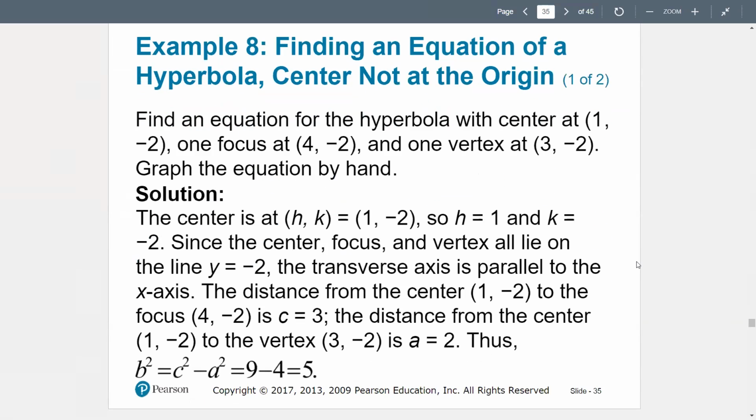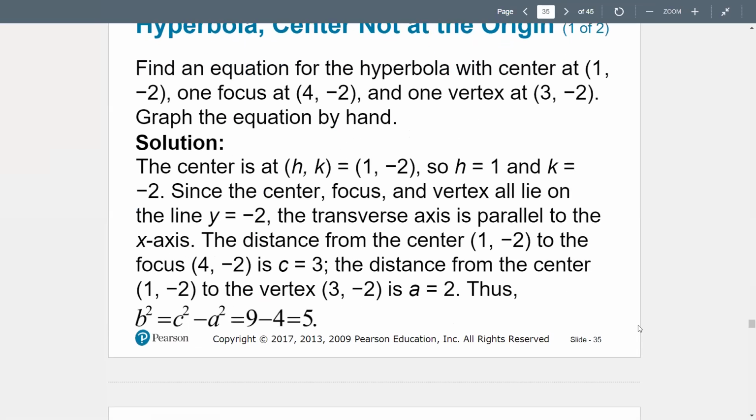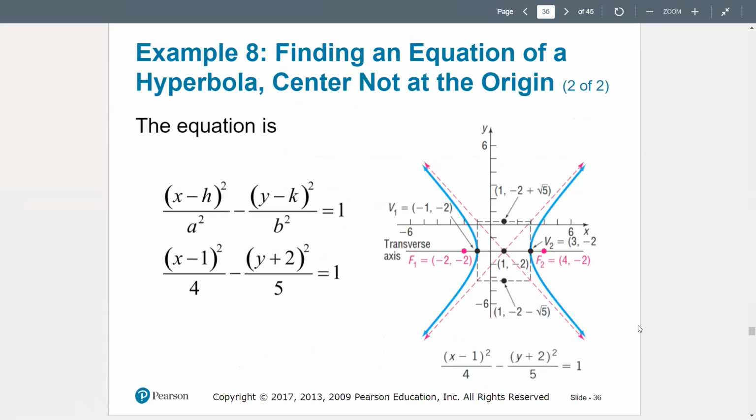Okay. Not going to massively go through these examples because I feel like they really are just plugging in, as if you were going way back to learning your family of functions. Okay. Here's an example. Here's the hand drawing of that one.